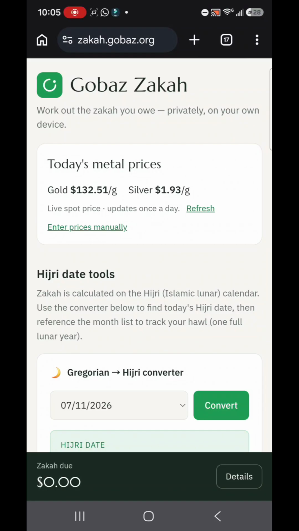This is a quick tutorial explaining how to use the Gobaz Zakah website to calculate Zakat al-Mal.